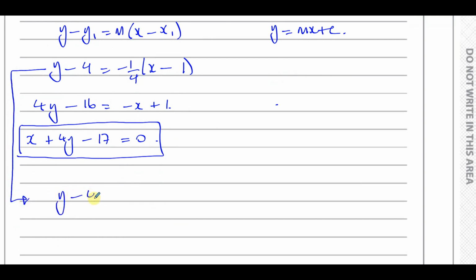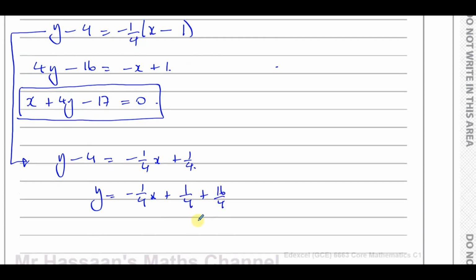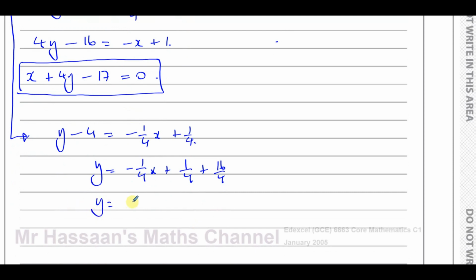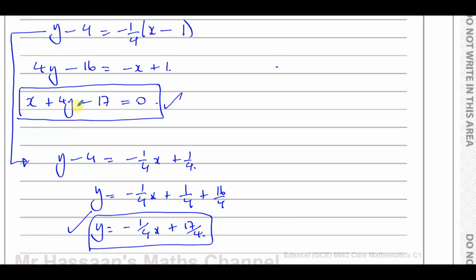You have y - 4 = -1/4 x + 1/4, and then you have to add 4 to both sides, so y = -1/4 x + 1/4 + 4. 1/4 plus 4 is like 16 over 4 if you write it as a fraction, so that's y = -1/4 x + 17/4. So that's another form you can write it in. Both of them are perfectly correct: y = mx + c, and ax + by + c = 0.